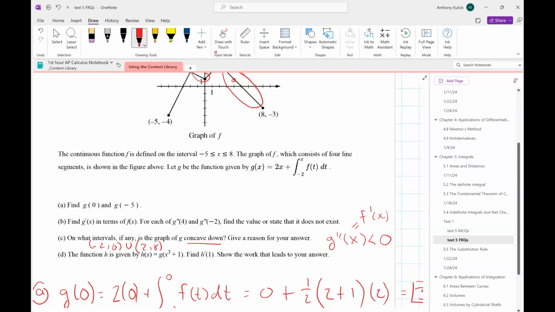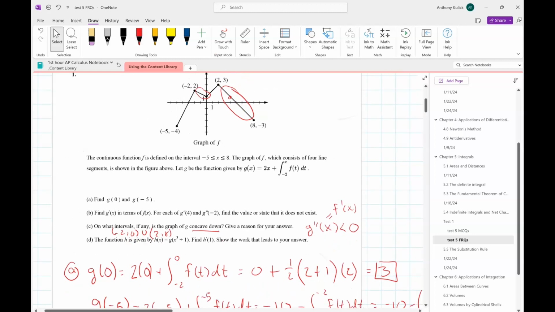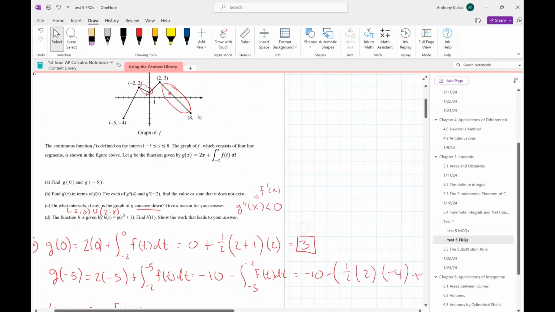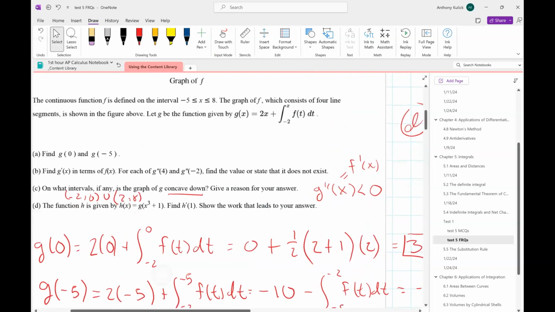Again, not difficult to do, but you have to understand what you're looking at, right? And now, again, I've done these problems in advance, so that's one advantage. And two, I'm Mr. Kulik and not doing this for the first time, which is another huge advantage.